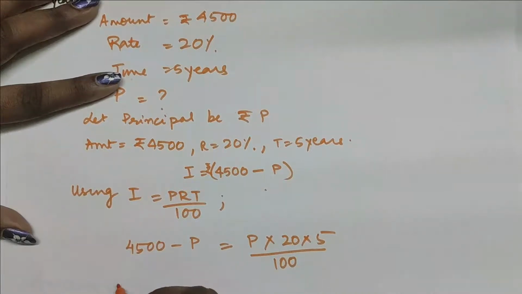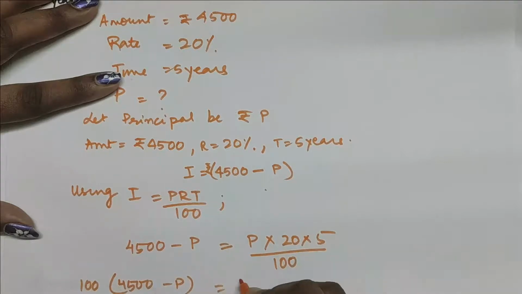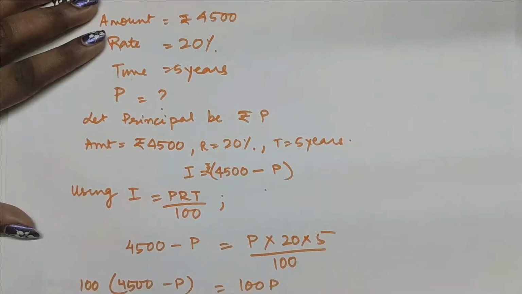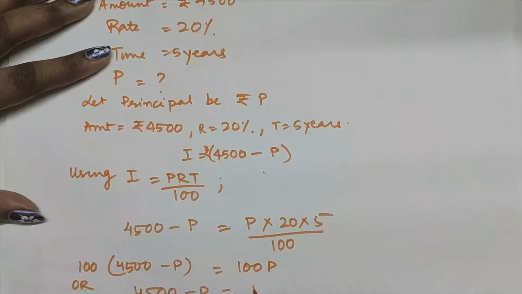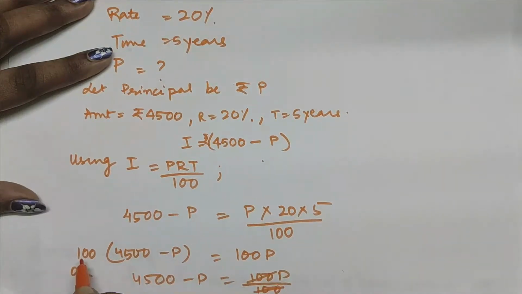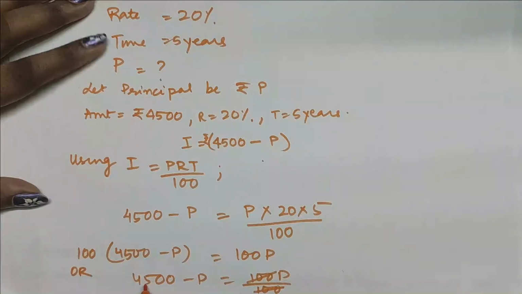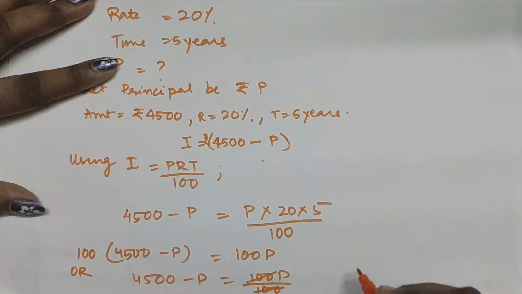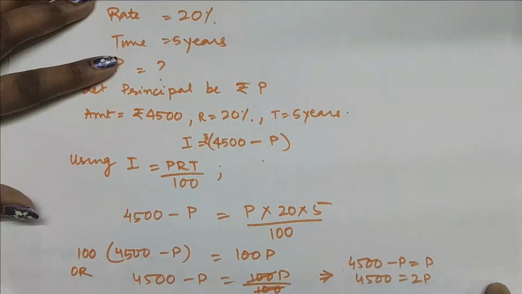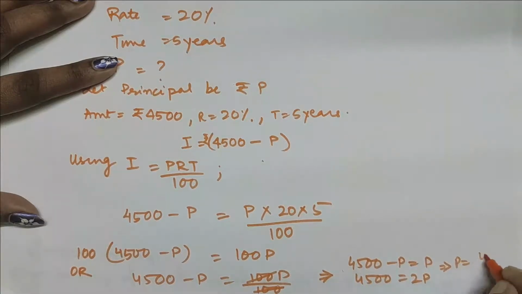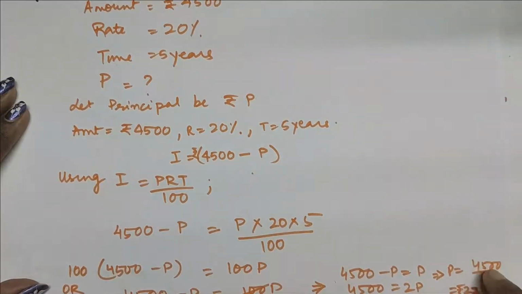You know we'll cross multiply, so 4500 minus P will be multiplied with 100 equal to 100 P again. So either we can also cut short the P here. Either you take it here and solve, or what you can do, it would have been like this itself. If I wouldn't have taken the 100 here, it would have been this. So that means 4500 minus P equal to P, which is equal to 4500 equal to 2P, because both the P moves to one side. Therefore, P would have been 4500 by 2. So our final answer would have been 4500 by 2, that is rupees 2250.